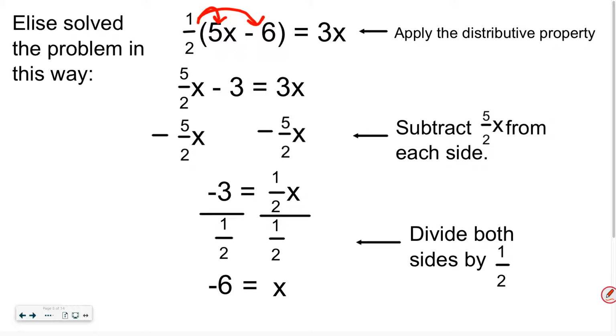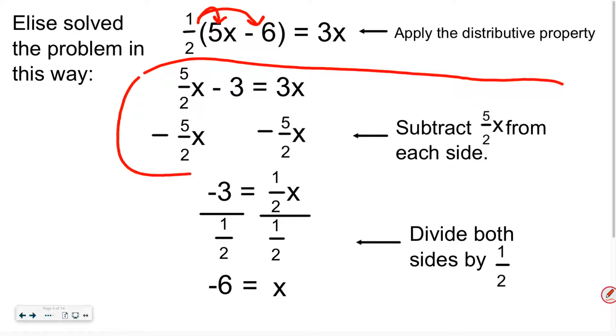Okay, from here, she subtracted 5 halves x from each side. Why do you think she did that? I think we're actually going to talk about this in a little while, but why do you think she did that? So she can get rid of the x. So she wanted to isolate the variable. She wanted to move all the variables to one side.